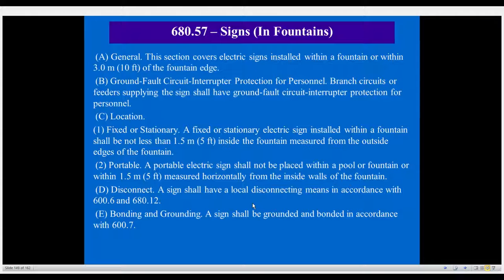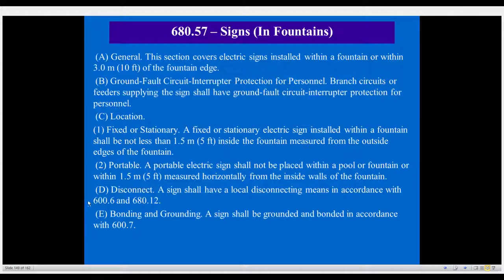All right, and you also have other requirements that are there as well, but that's the general rule that we're going to follow. And then of course 600.6 also kicks in the within sight. The disconnecting means shall be within sight of the sign, where the disconnecting means is out of sight of the sign in any section able to be energized. The disconnecting means shall be lockable in accordance with 110.25 and all that.